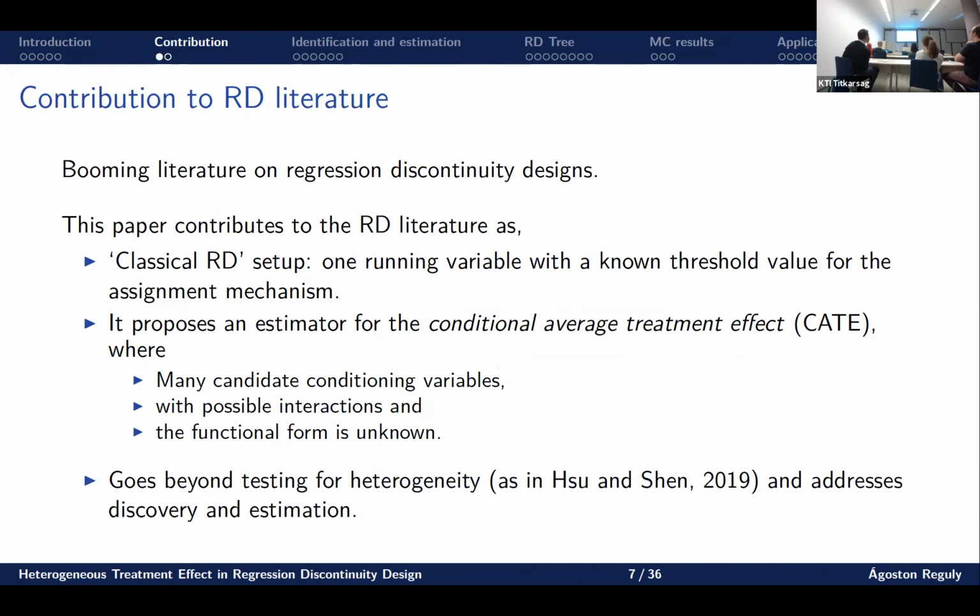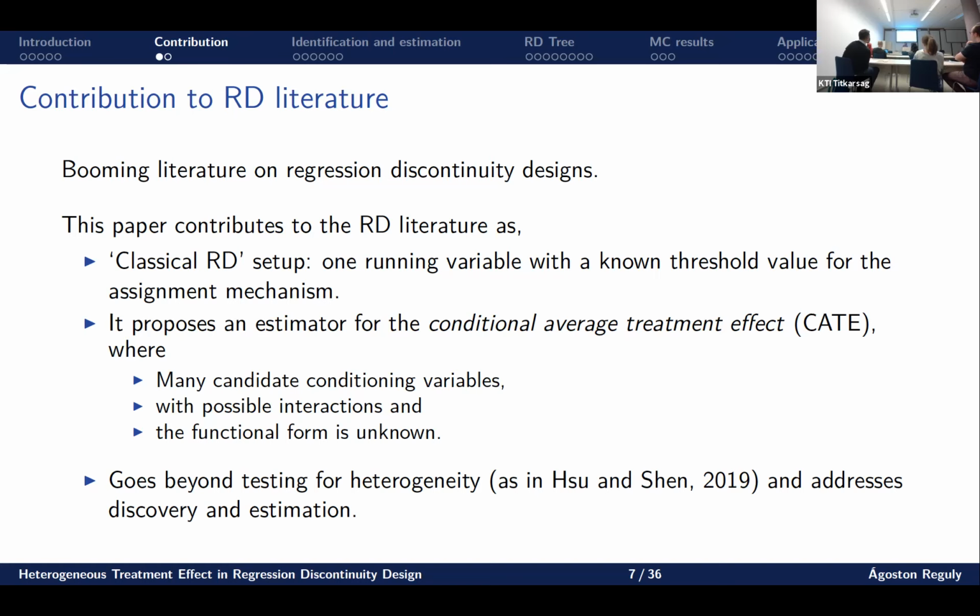Okay, so my paper talks to two literatures. The first one is the RDD literature, and it's a booming literature, with many papers nowadays coming out in this field. And the paper focuses on the classical RDD setup. So we have one running variable with a known threshold value for the assignment mechanism, and I'm proposing an estimator for the conditional average treatment effect, where this CATE function has many candidate conditioning variables with possible interactions, and the functional form can be nonlinear or unknown.